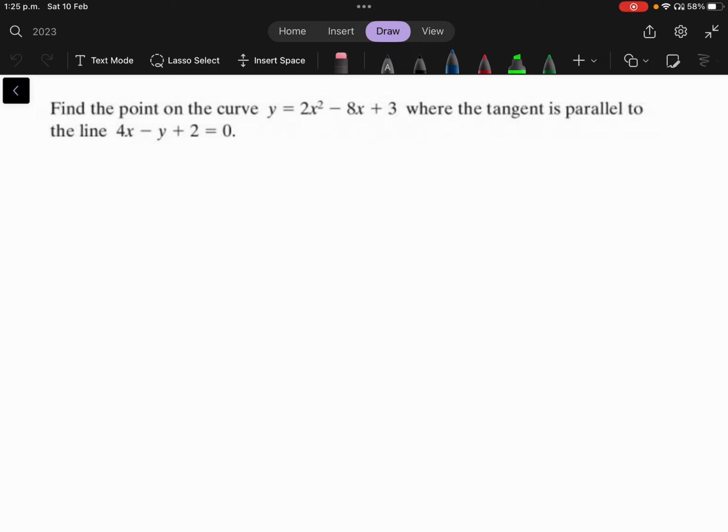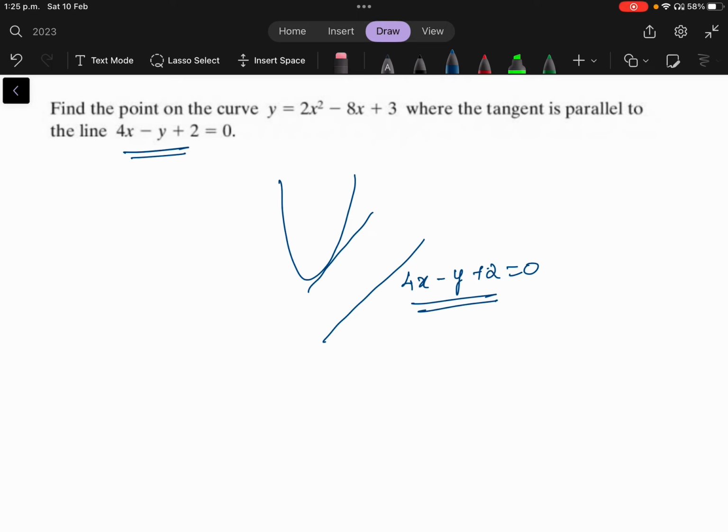Okay, find the point on the curve where the tangent is parallel to the line 4x − y + c equal to 0. So now you have this line here to which the tangent is parallel. In this case, there's a curve, there's a tangent, and this is parallel to this line. So this line is 4x − y + 2 is equal to 0. When two lines are parallel, we know that the slopes are equal. So first you need to find the slope of this one.